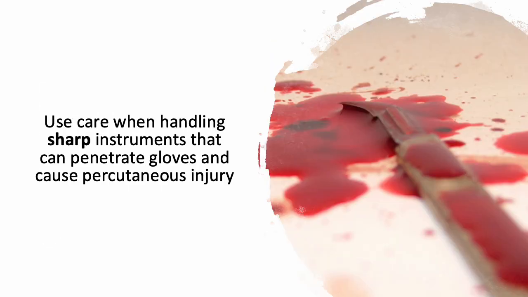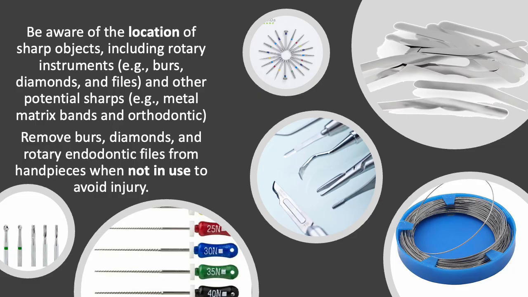During treatment, you must be very careful when handling sharp instruments that can penetrate gloves and cause injury. So, to protect yourself from sharp injury, you must be aware of the location of these sharp objects. These include rotary instruments, which are the burs, the diamonds, and files, and other potential sharps like metal matrix bands and orthodontic wires. The solution is to remove the bur, the diamond, and the rotary endodontic file from the handpieces when not in use to avoid any injury.